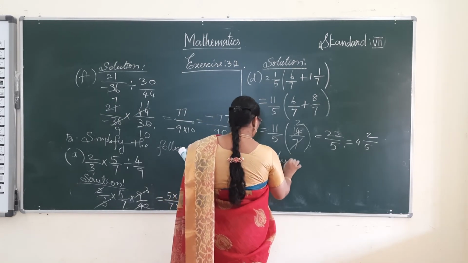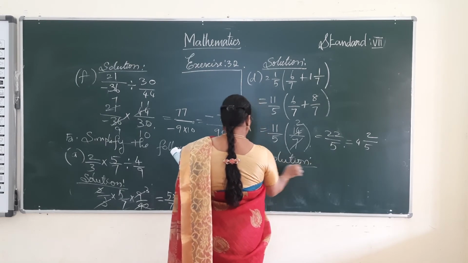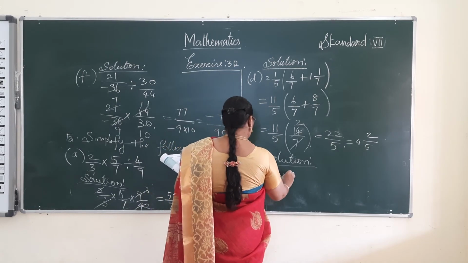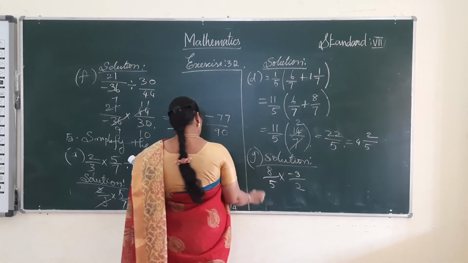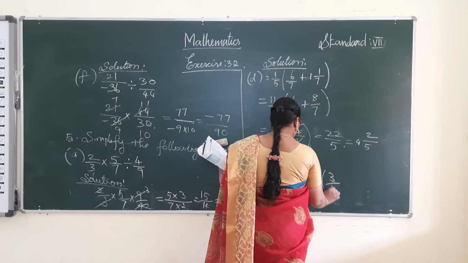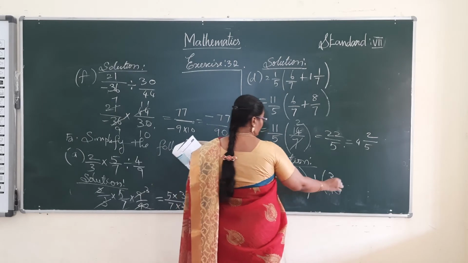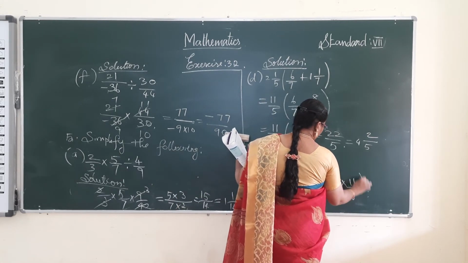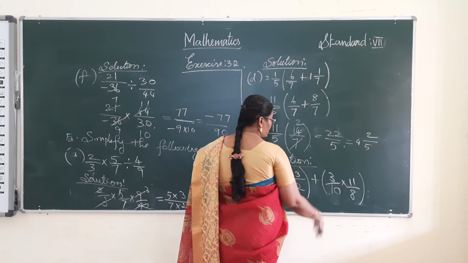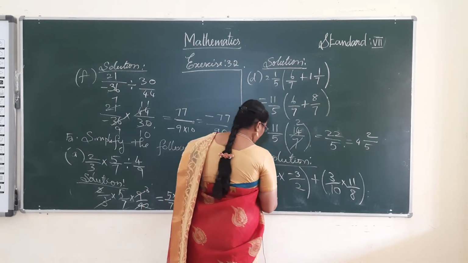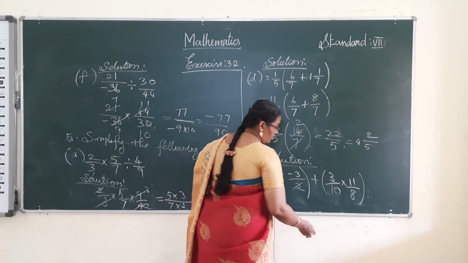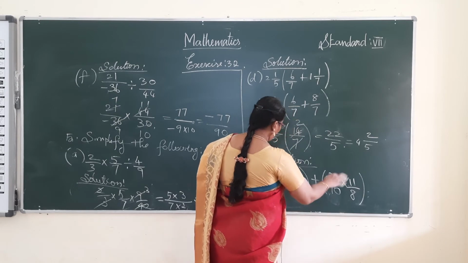Solution. 8/5 into (-3/2 + 3/10) into 11/8. First simplify the inside of the bracket. Okay, so cancel in the 2 table. 2 4s are 8, here it's not possible to cancel.